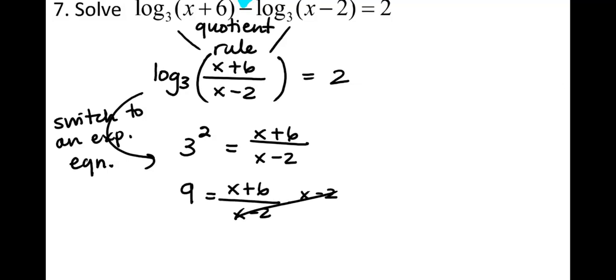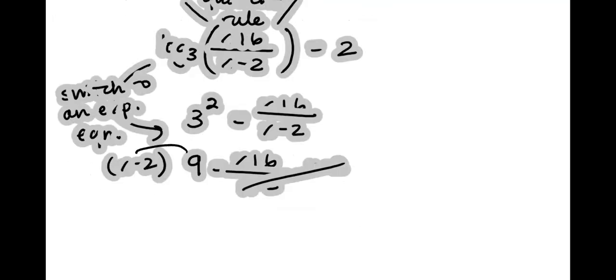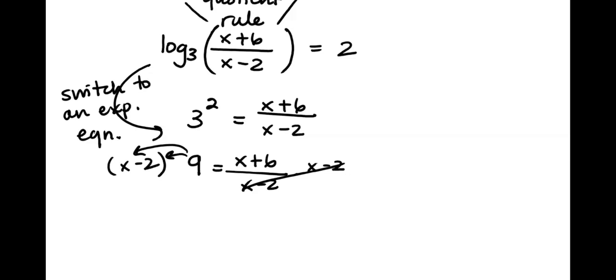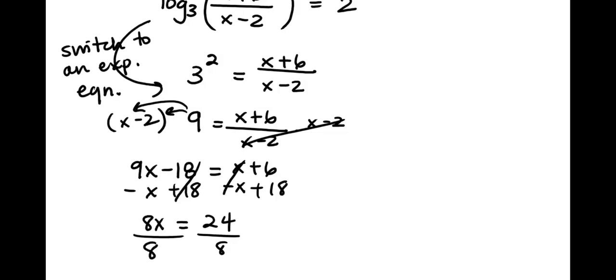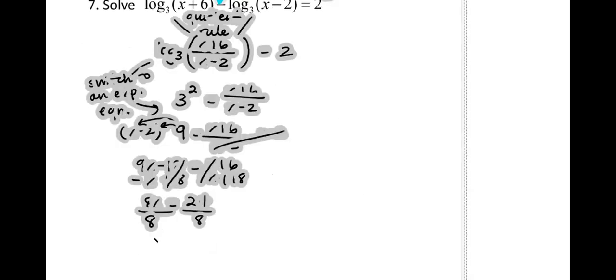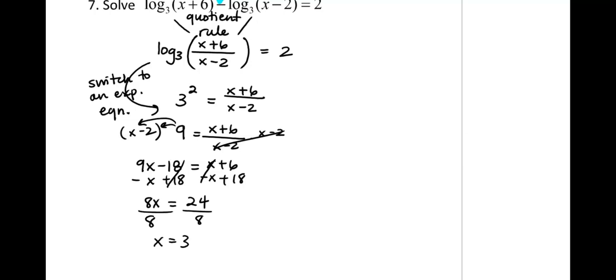We'll multiply both sides of this equation by x minus 2 to get rid of that denominator. Do make sure to distribute the 9 on the left side of the equation, giving us 9x minus 18 is equal to x plus 6. I'm going to subtract x from both sides of the equation to give us 8x. On the left side, I'll also add 18. So we have 8x is equal to 24. We'll divide both sides of the equation by 8 to get that maybe x is equal to 3.